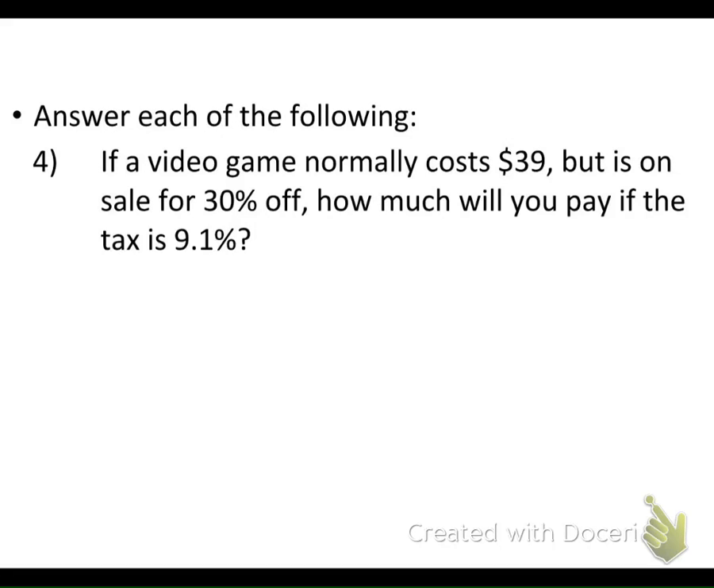Start at 100. So we're going to start at 100%. Before we do that, though, I want to identify my percent changes here, or what percents we're talking about. So what's my first percent I'm looking at? 30% off. Is that going to be an increase or a decrease? Decrease, because you're talking about 30% off. Then what's my next percent? Tax at 9.1. Is that going to be an increase in price or a decrease in price? Increase. Okay, so how many multipliers am I going to have here?